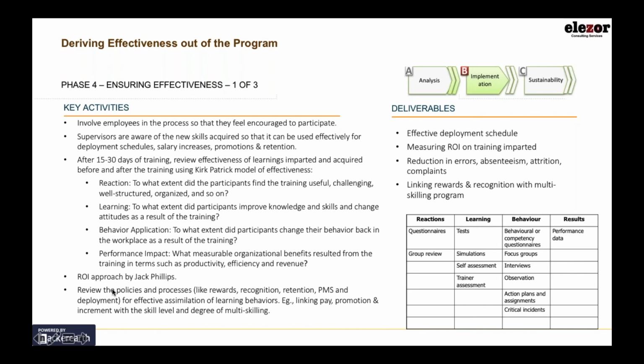The next step is basically to review the policies and processes to sync them up with the new skills required. If someone has acquired new skills, if he has got two major skills and has become critical to the organization, he becomes a high potential. So do you have a policy for high potential? If you don't have one, you devise one, you create one. If you have one, you revise it. That's the process you follow in the review of policy and process.